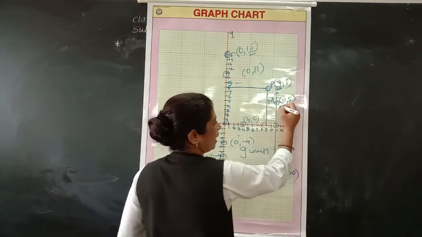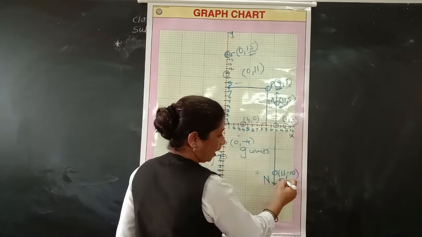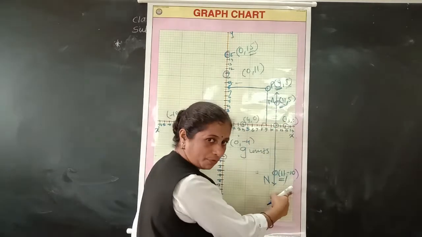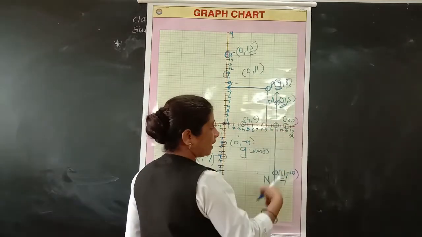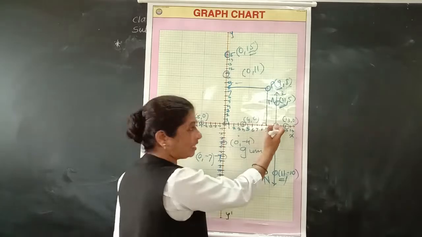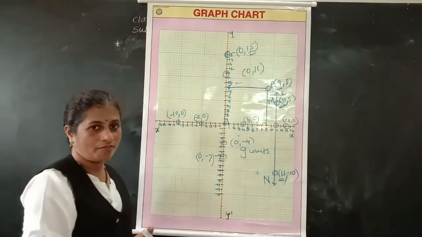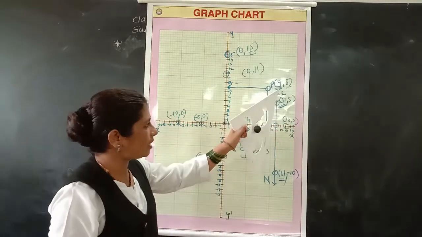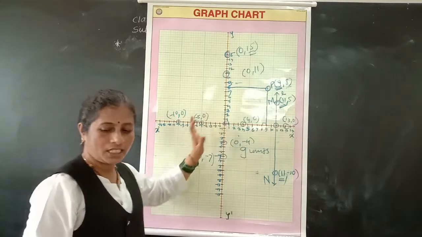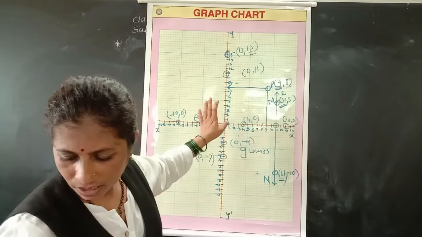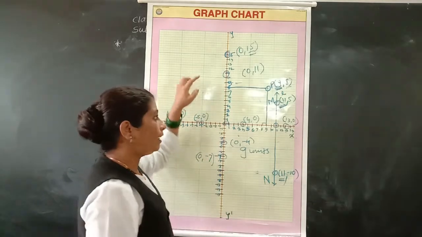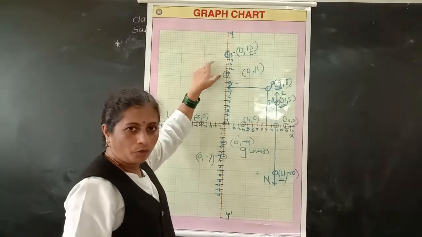When the abscissa is the same but the ordinate is different, then this line is parallel to which axis? Y-axis. Understood? So this line is parallel to the y-axis. So what is your correct option? C. The answer is a line parallel to the y-axis. Understood everyone?